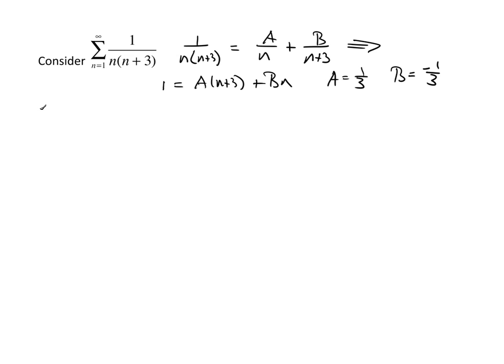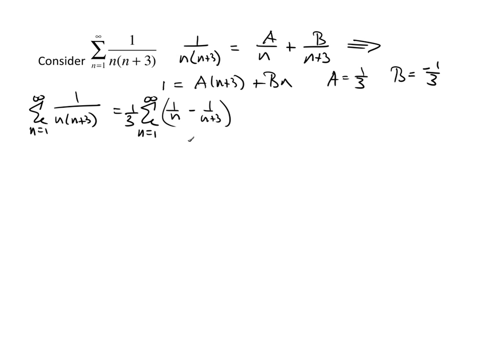So what I end up with is this sum, n equals 1 to infinity, of 1 over n times n plus 3 can be written as the sum, n equals 1 to infinity, of, I'm going to factor out the 1/3, 1/3 times 1 over n minus 1 over n plus 3. So now let's start putting in some terms. When n is 1, I get 1/3 times 1 minus 1/4. When n is 2, I'll get 1/2 minus 1/5.